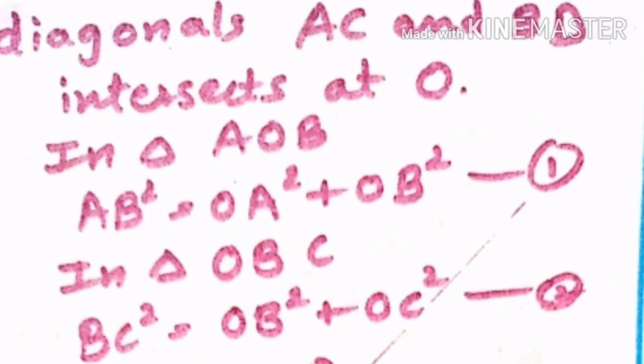Now we will write the proof part that diagonals AC and BD intersect at O. So here total 4 triangles are formed by 2 diagonals. So we are taking first triangle AOB, Pythagoras theorem. AB square is equal to OA square plus OB square. That is our first result. Now in triangle OBC, that is the second triangle formed, in that also we are using our Pythagoras theorem. So BC square is equal to OB square plus OC square, which is our result number 2.